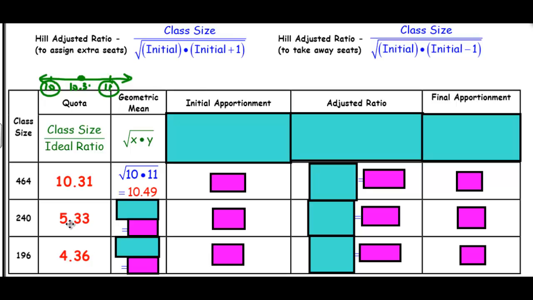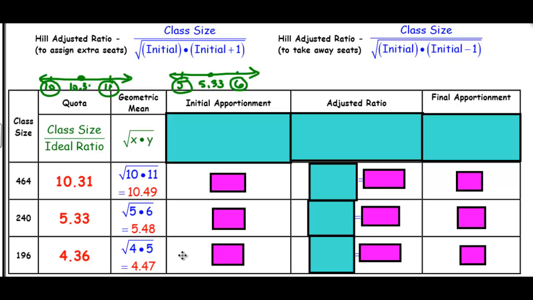All right, now if we do the same thing with this one, so think about 5.33. That would lie between integers 5 and 6. So we would be using 5 and 6 for the geometric mean here. So square root of 5 times 6 would give us 5.48. And then the last one here, 4.36. Well, we know that 4.36 lies between the integer values of 4 and 5. So square root of 4 times 5 would give me 4.47.